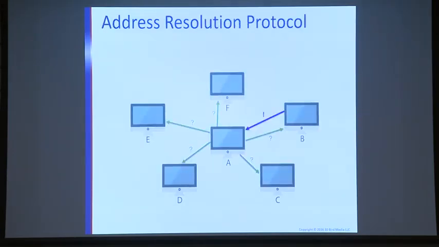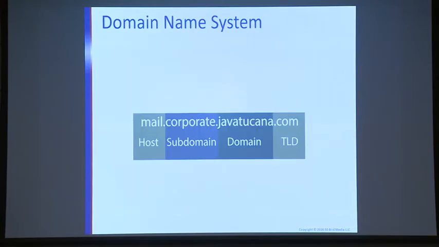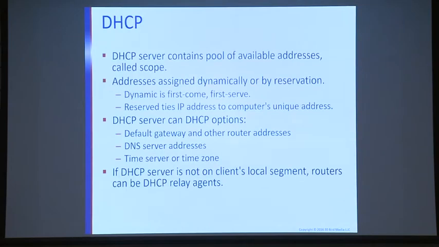So we talked about Address Resolution Protocol and the fact that with ARP we're resolving between your IP address and your MAC address. DNS, Domain Name System. With DNS, what we want to do is identify what your web page is. The host, mail.corporate, which is my subdomain. JavaToucan is the domain. .com is your connection at the end. And then finally, we take a look at the way that we resolve DNS. DNS can be resolved back over to your IP address, I'm sorry.